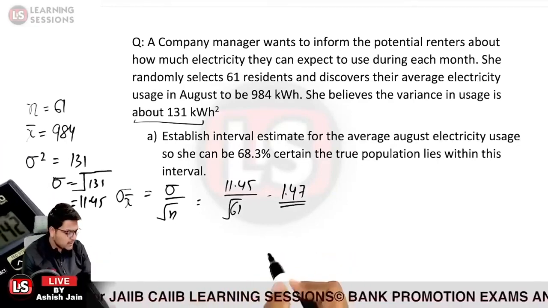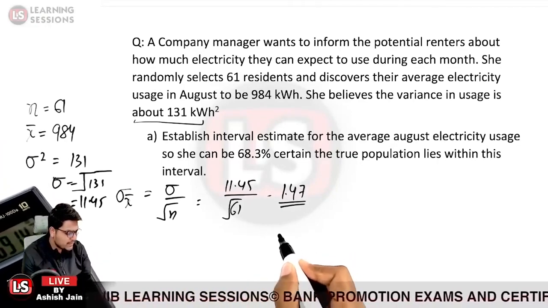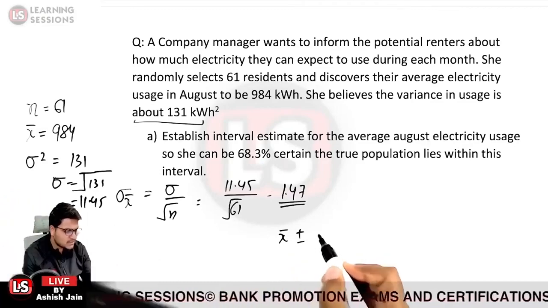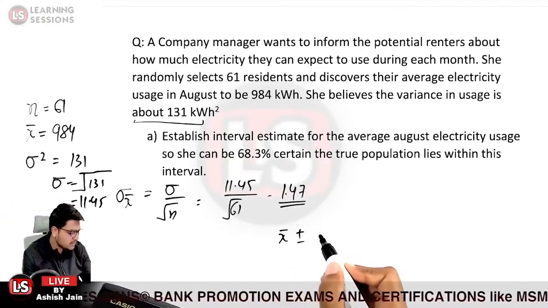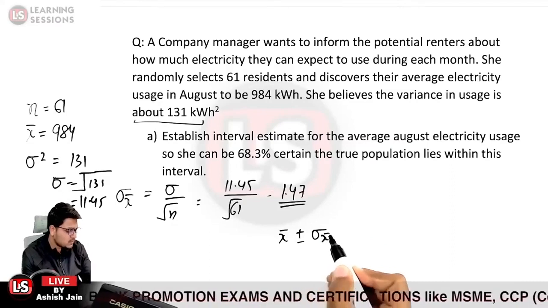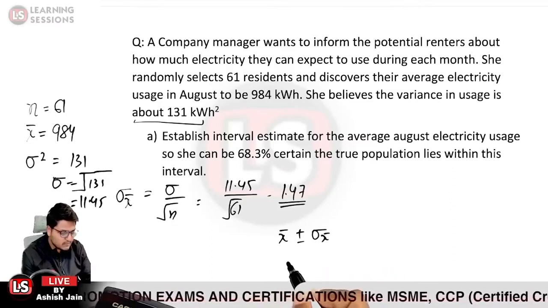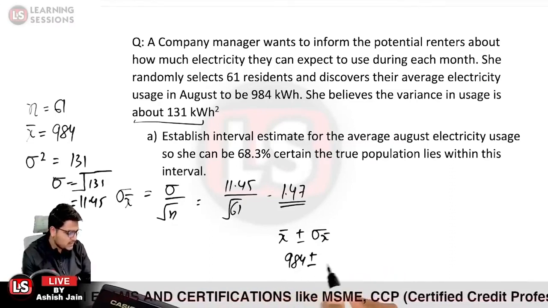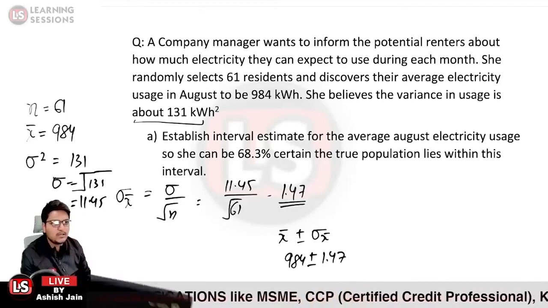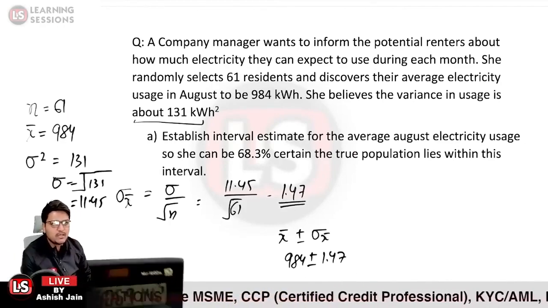And further we need to ascertain the interval. That will be equal to x bar plus minus sigma x bar, since 68.3% certainty means one sigma x bar. So x bar is given to be 984 plus minus 1.47. So that would be the interval.